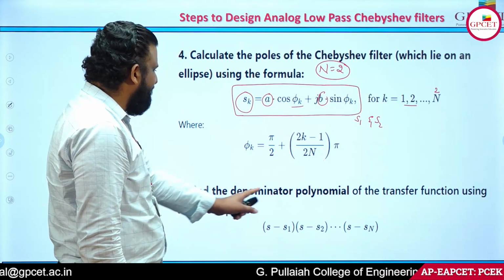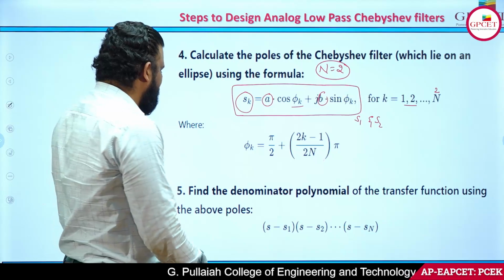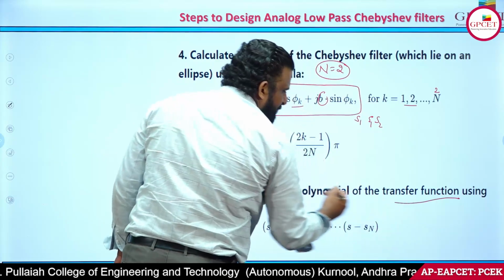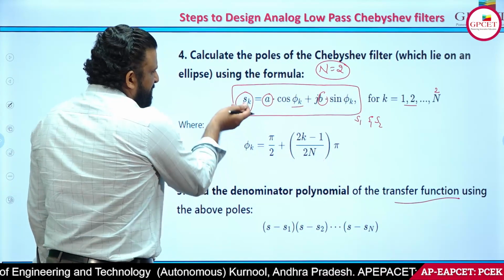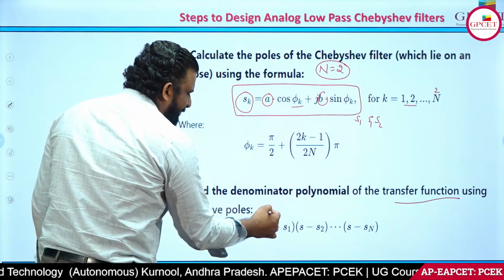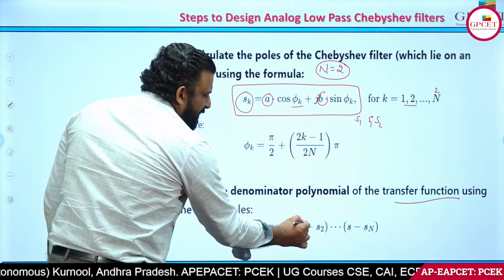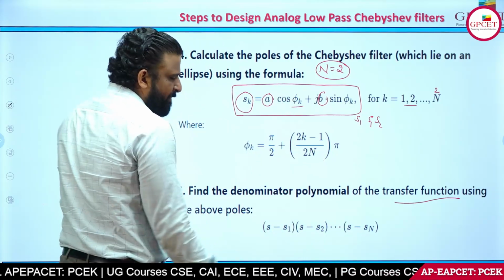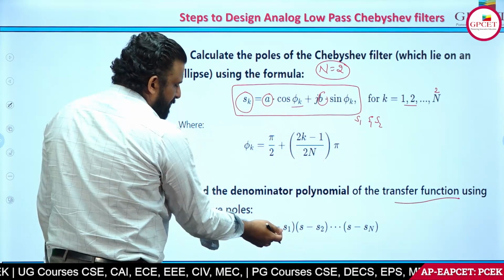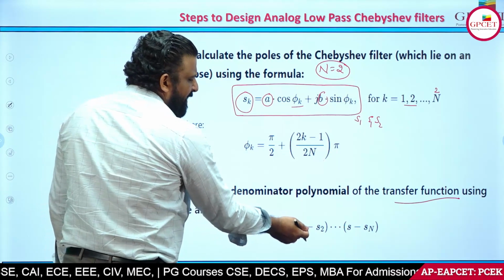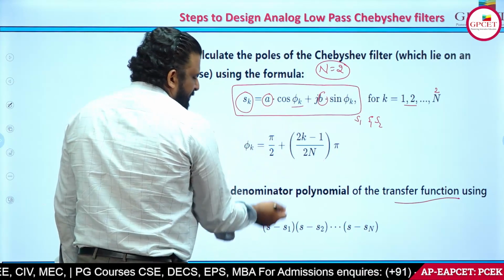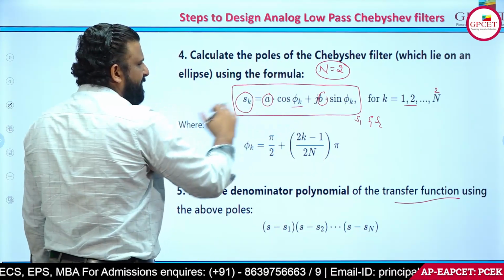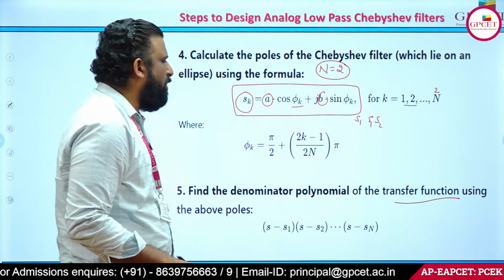In the fifth step, find the denominator polynomial of the transfer function. To find the denominator polynomial, we need to find the transfer function by using the above poles. Here I got 2 poles. So how do I find the denominator? S minus S1, S minus S2. That means however many poles we find in step 4, that many products we need to take. For example, here I got 2 poles, so I can form the denominator as (S minus S1) into (S minus S2). If I get 3 poles, (S minus S1) into (S minus S2) into (S minus S3). So depending upon the poles that we calculated in the fourth step, that many factors we form in the fifth step.